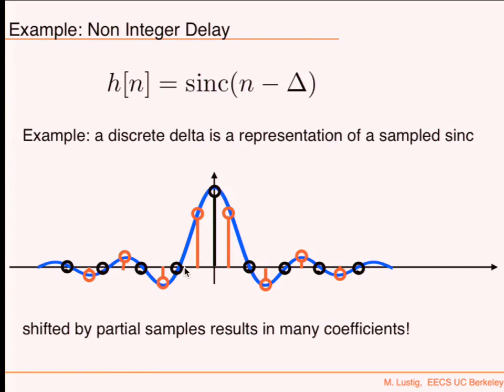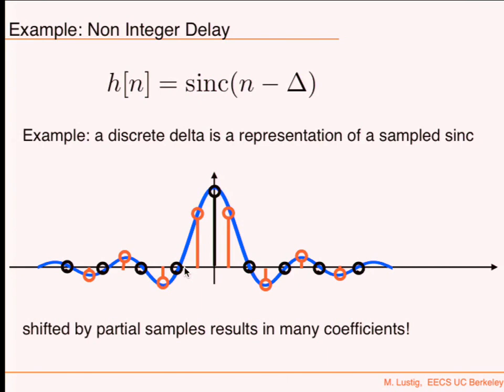Okay? So for every non-integer delta, I'm going to get a lot of coefficients. Does this make sense? Has to make sense. So understand, when you have a discrete Dirac function, they're really representative of a continuous time sinc. If you shift it by half a sample, now you're going to evaluate that sinc not at the zero crossing, so you're going to get a lot of stuff going on.